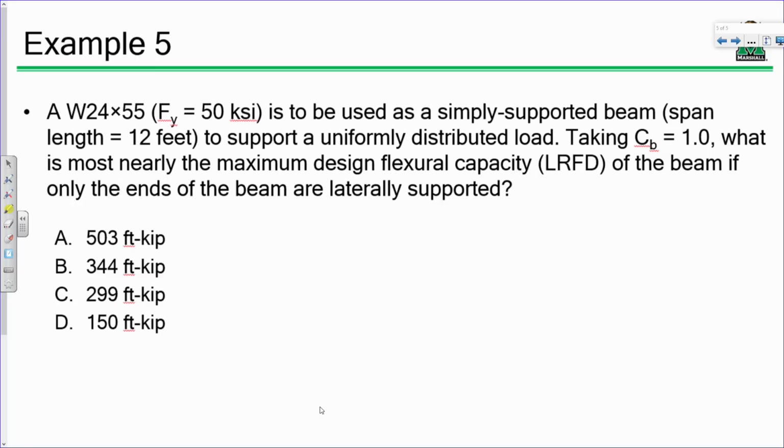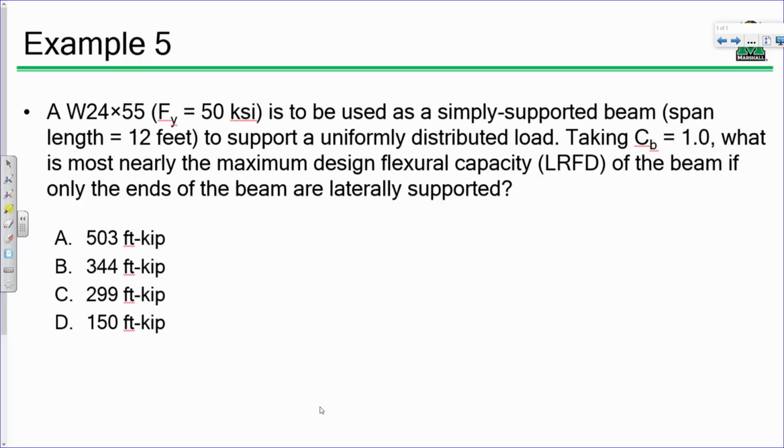Sound good? All right. Let's take this problem in a bit. So I have a W24 by 55. It's to be used as a simply supported beam. The span length is 12 feet. It's going to support a uniformly distributed load. What is most nearly the design flexural capacity of the beam if only the ends are laterally supported?